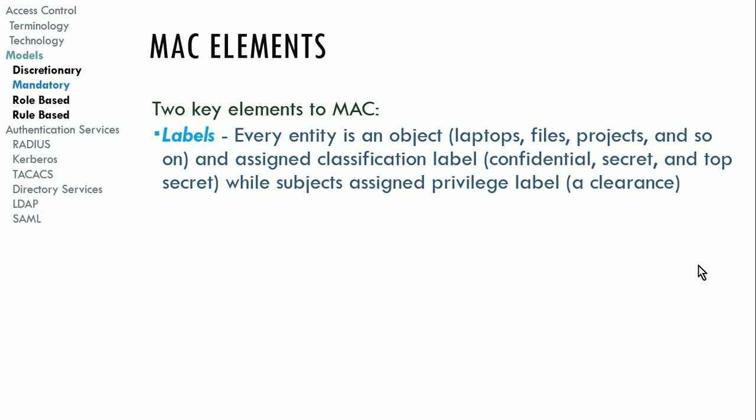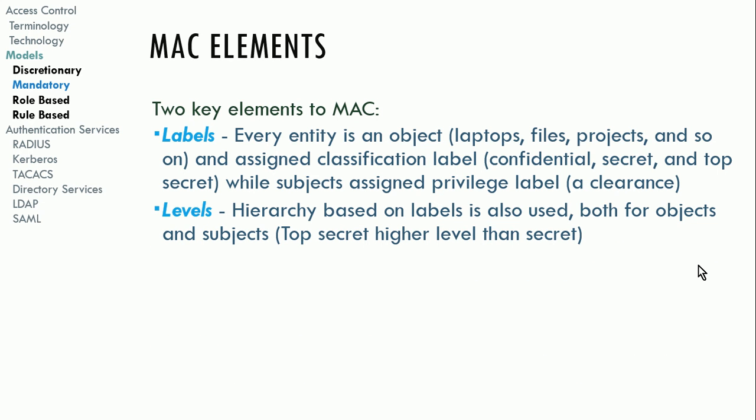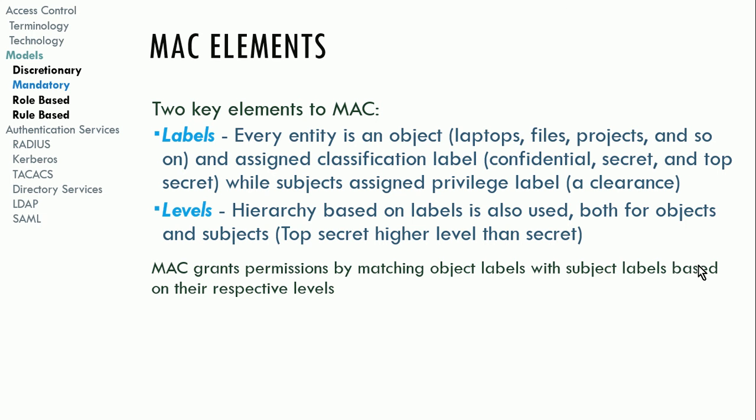The subjects are assigned a privilege label based on what they're allowed to access. So you have objects and subjects. If an object is labeled as secret, then the subject has to also be labeled as secret in order to access that object. Levels are hierarchy based on labels, and could be used both for objects and subjects. For example, top secret is a higher level than secret. So if a file is labeled as secret and I have top secret as my classification, then that means I can still access all of those secret and confidential files that are below my level.